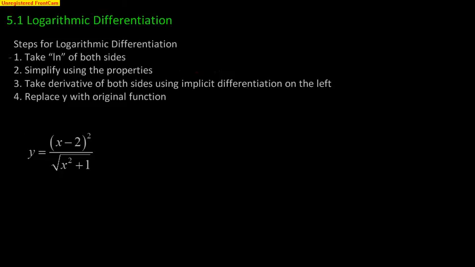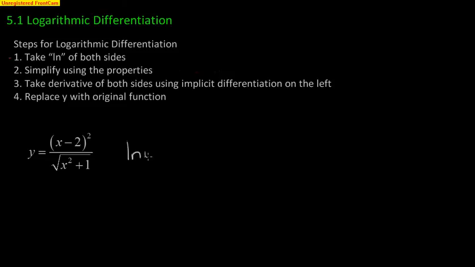Alright, so down here I've got a function: y equals (x minus 2) squared over the square root of x squared plus 1. If we were to do this the way that we know leading up to this, we'd have a quotient rule and a chain rule within it. We could do it, but it would be a little bit messy. So I'm going to look at step one here: take the natural log of both sides. That's easy enough algebraically.